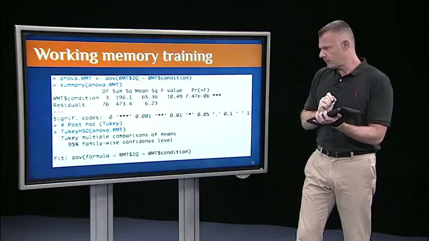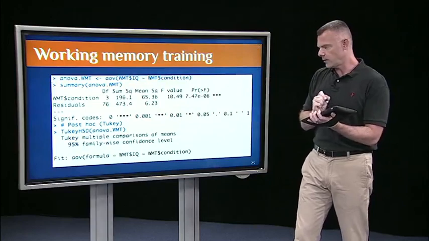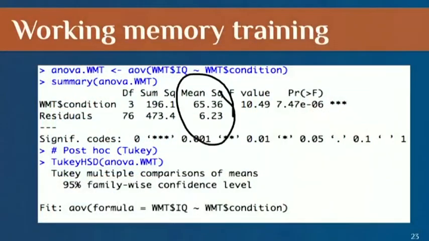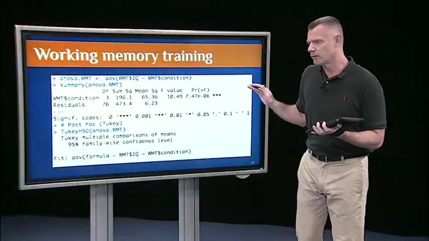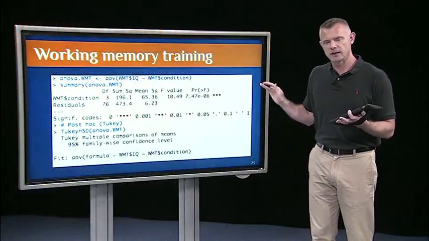So where did that F value of 10.49 come from? Well, it's just the ratio of these two mean squares, 65.36 over 6.23. And where do those mean squares come from? Well, remember, mean squares is always just sums of squares divided by degrees of freedom. So if you want to do the calculations, just do sums of squares divided by degrees of freedom. That will give you the mean squares. And it's always good practice to check your degrees of freedom in your output to make sure they make sense.